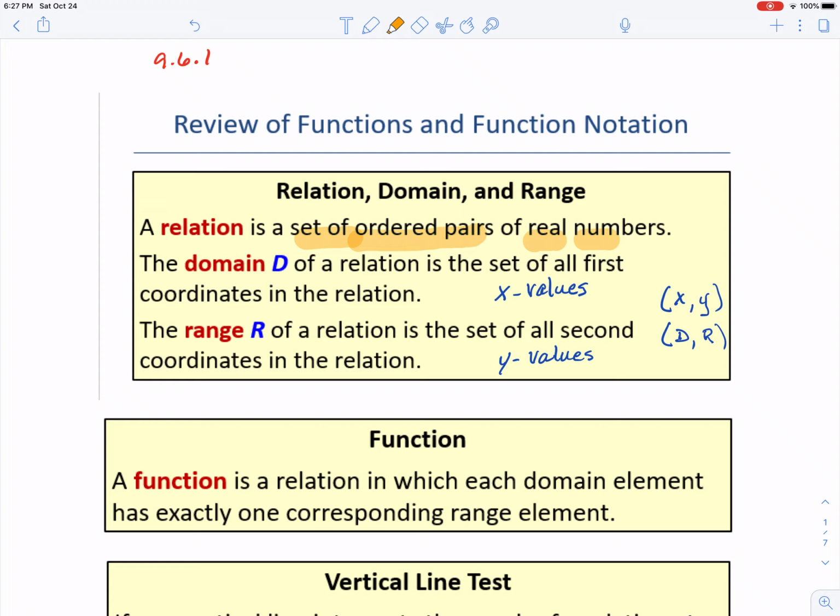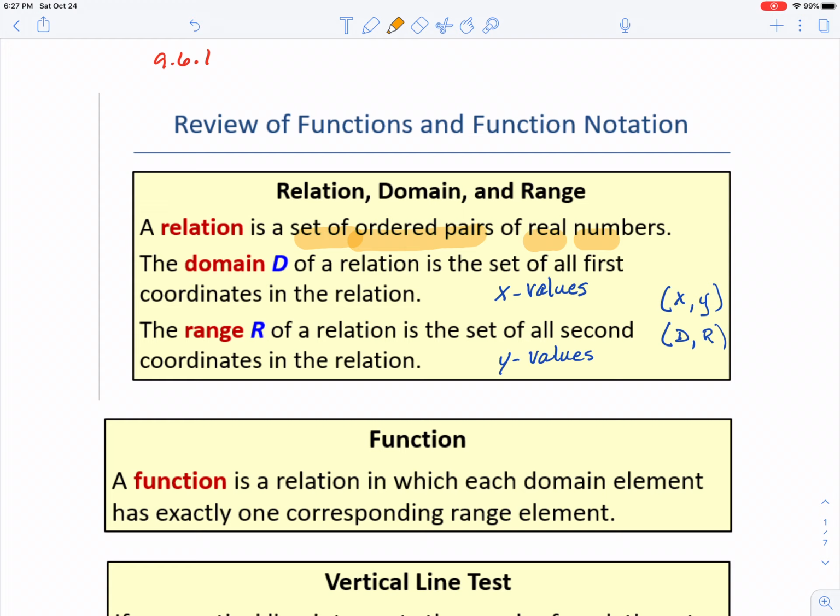All right, so the second word is the word domain. It's identified with a capital D, and it is the set of all the first values, first coordinates in a relation. So if a relation is a set of ordered pairs, then there's a first one and a second one. There's some order to it. So the x values are generally the ones that we consider the first value, the first coordinate. And then in the range, which is denoted with a capital R, we're looking for the second coordinates in the relation, and generally we associate those going with the letter y. So x and y, first and second, domain and range.